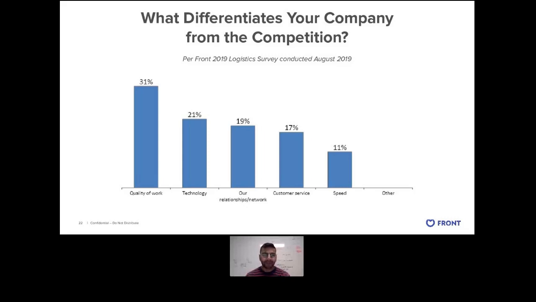And then one thing I wanted to point out here is what differentiates your company from your competition. And again, another question from the survey. Number one was quality of work, right? And I think this is very important because just like any business, customer service quality is really going to differentiate you. You could bring customers on one time, but if you don't have high quality work, they're not going to come back. And so by having the right processes in place, you can really impact your revenue, your loyalty, amongst other things.